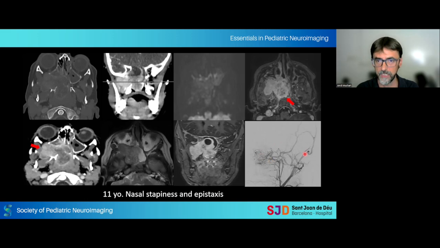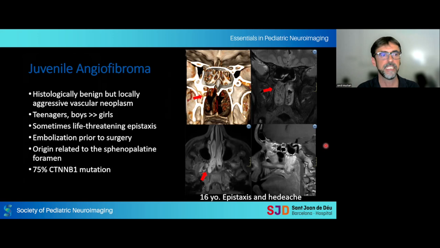I'm sure you all know what this is, but please remember that this can sometimes be a life-threatening lesion due to epistaxis. This is a juvenile angiofibroma, which is histologically benign, but a locally aggressive vascular neoplasm. It's typical of teenagers, but as I showed you before, it can happen at lower ages. I think the youngest one we've seen was 9 years old. And due to this epistaxis, it is highly recommended to perform embolization prior to any surgery or biopsy.